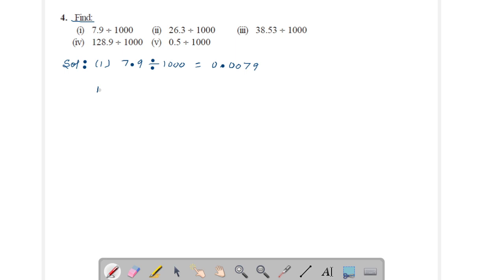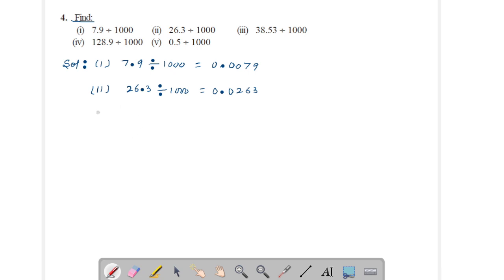Now come to the second part. 26.3 divided by 1000. Here in 1000 there are three zeros. Therefore the decimal will shift towards the left hand side 3 digits. Your answer will be 0.0263.